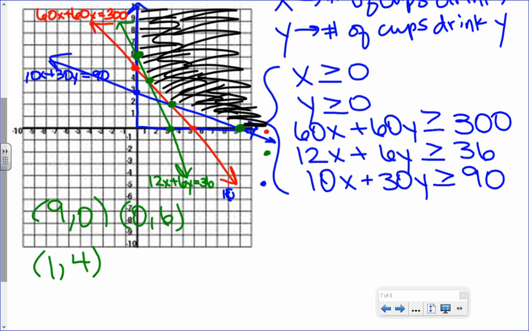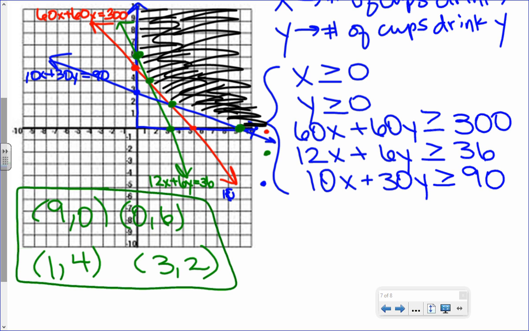Check. This coordinate right here, it really looks like 3, 2. Well, that's where the blue and red line are intersecting. So I better make sure that 3, 2 actually satisfies that equation. 60 times 3 plus 60 times 2 equals 300. Check. 10 times 3 plus 30 times 2 equals 90. Check.